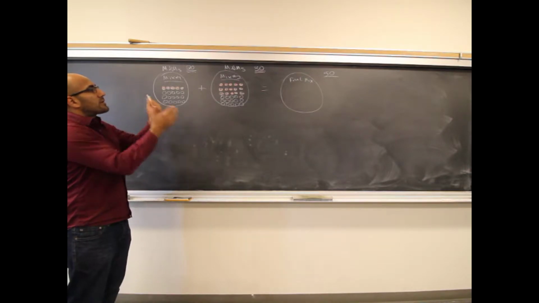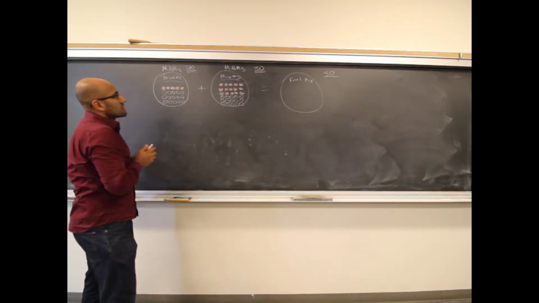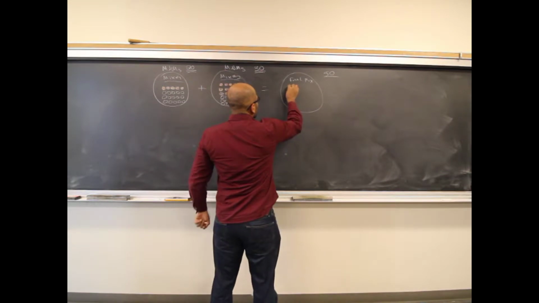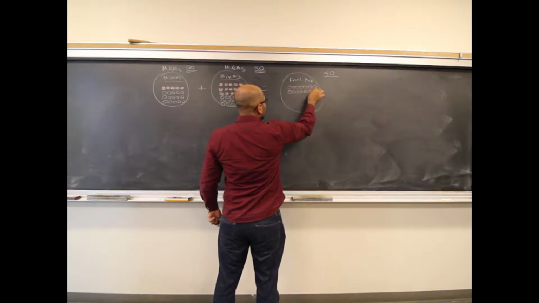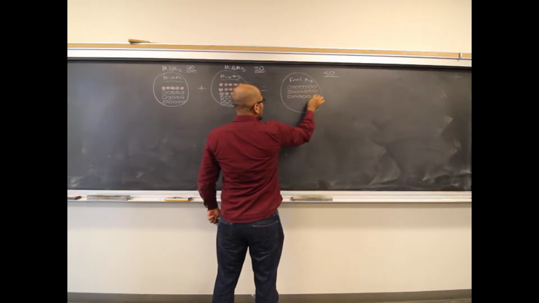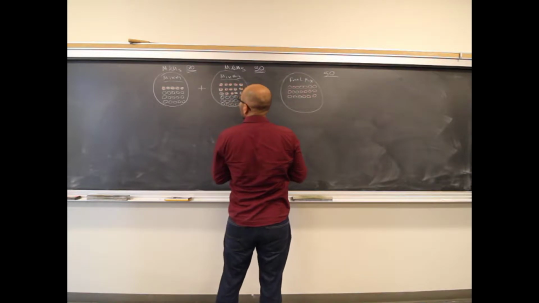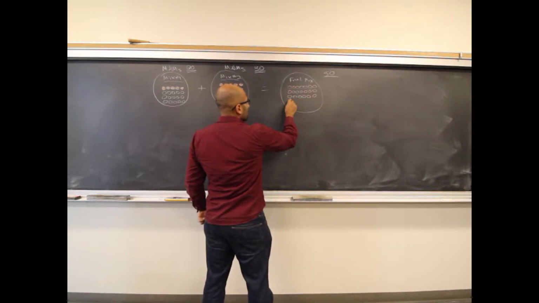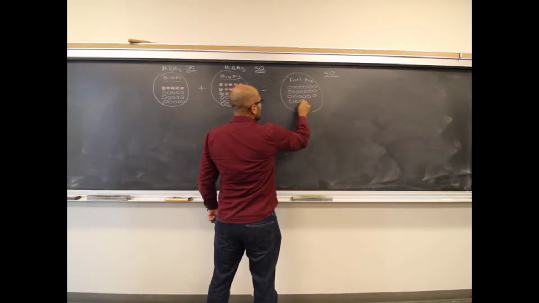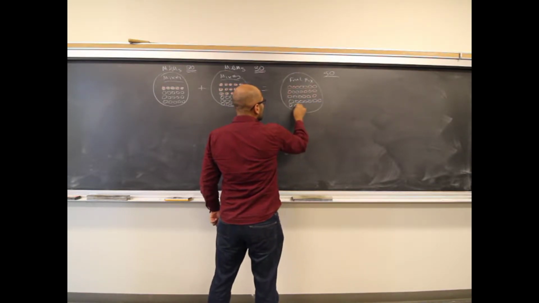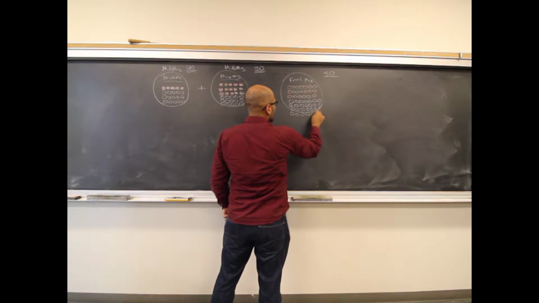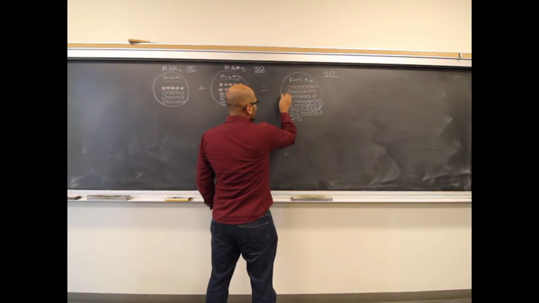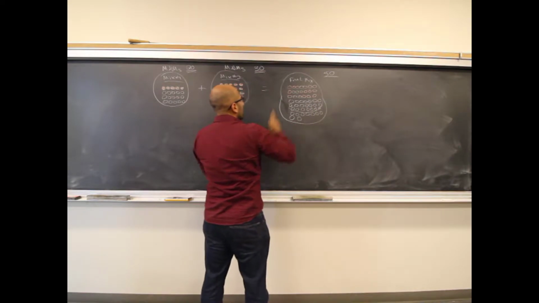So then when we bring them together, we should have a total of how many brown ones? 20. 20 brown ones. And how many of the rest? 30, right? 1, 2, 3, up to 30. Okay, so I'll make this guy bigger. Okay, so there we go.